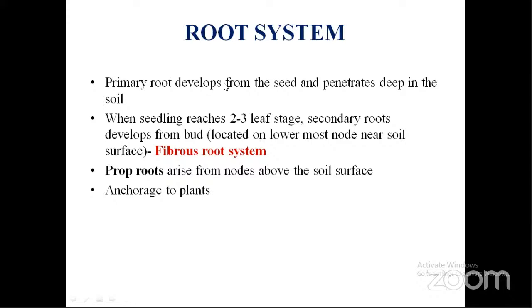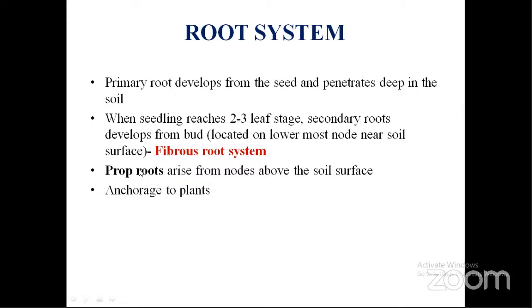Like other cereals, it also has two types of root system: primary root system and secondary root system. Primary develops from the seed, and first it penetrates deep into the soil. When the seedling reaches 2 to 3 leaf stage, these primary roots automatically decay, and secondary roots develop from the bud. These are also called fibrous root system or adventitious root system.